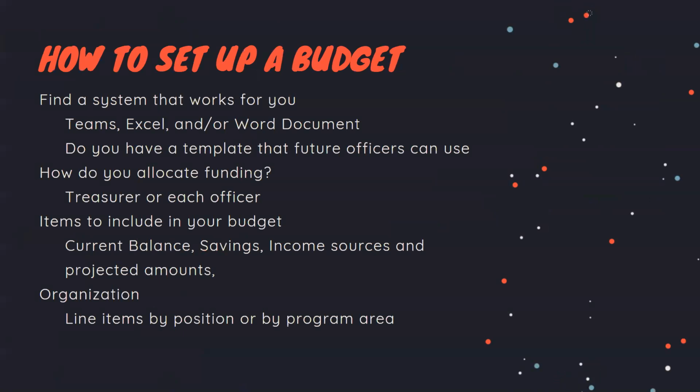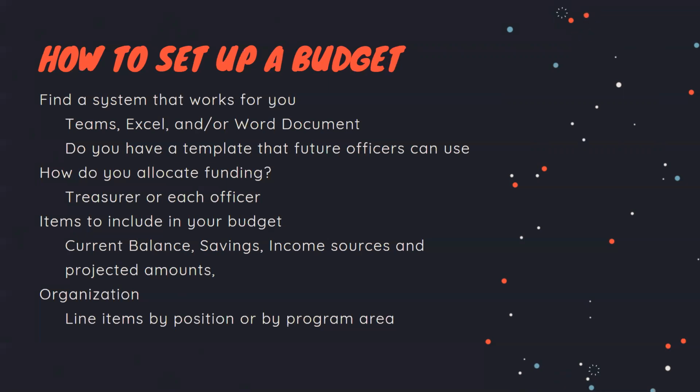Ultimately, it comes down to finding a system that works for you. And what I mean by system can be the physical document that you actually create the budget on. So I know probably the most popular would be an Excel document or a Word document. So that can be the actual physical way that you write out your budget and plan where the money is going to go and how you keep track of that.